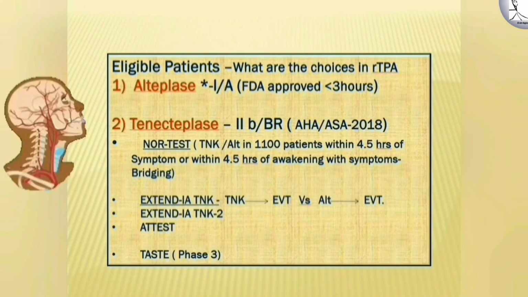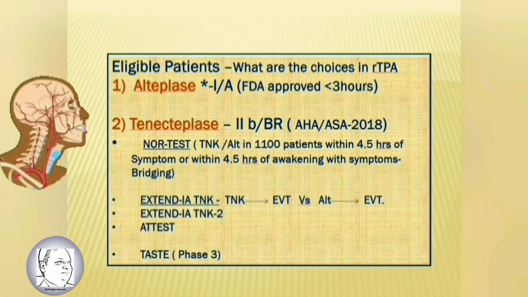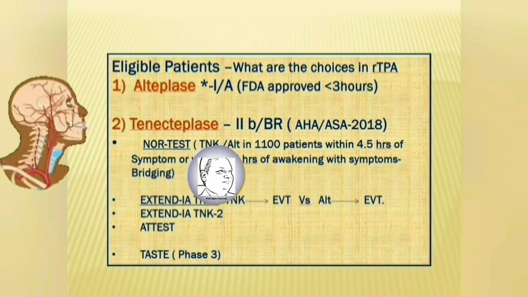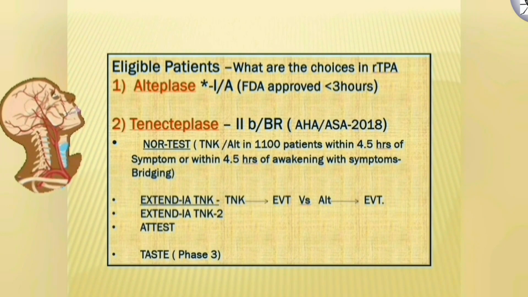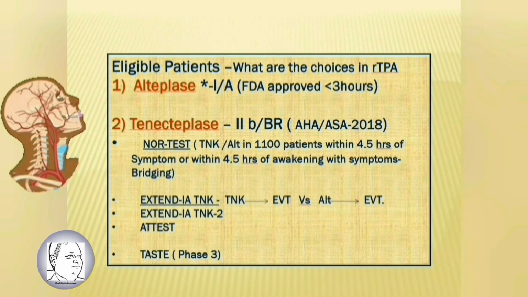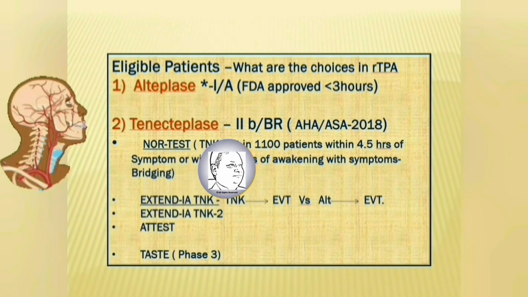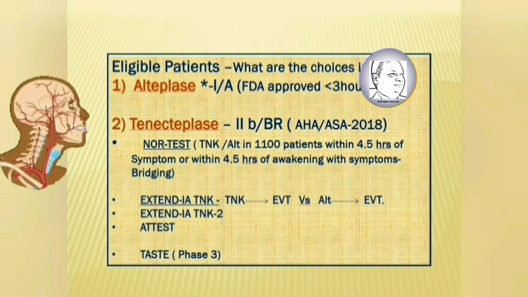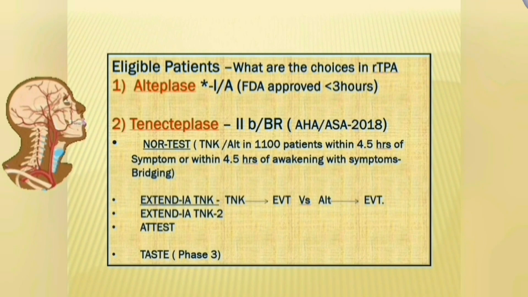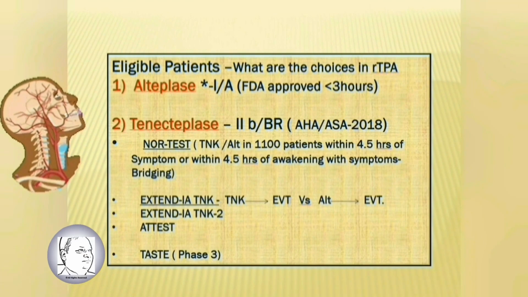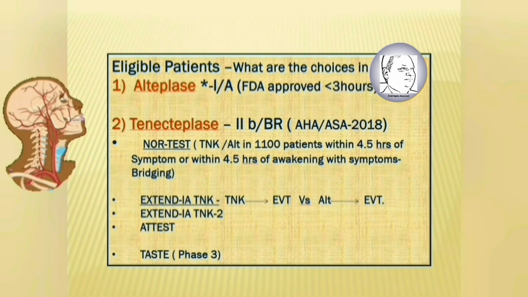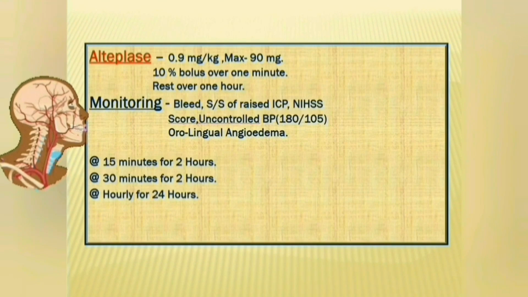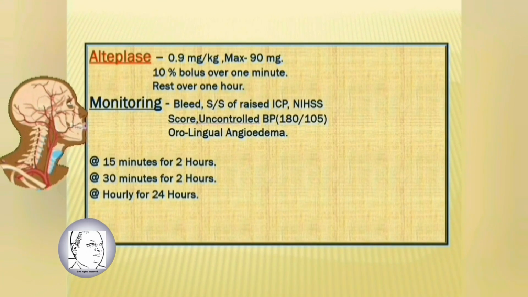For IV thrombolysis, two TPAs are used, rTPA and TNK-TPA. rTPA is given at the dose of 0.9 mg per kg body weight, 10% as bolus and the rest in NS over 1 hour. TNK-TPA is given as bolus only. The dose is 0.2 mg per kg body weight in India. The monitoring is done for GCS, NIHSS, BP, signs and symptoms of bleed or signs of angioneurotic edema.